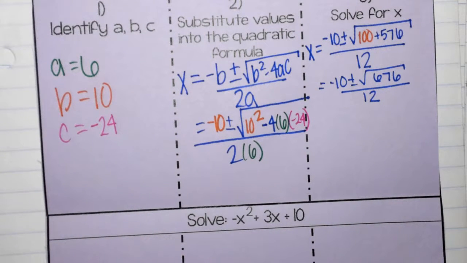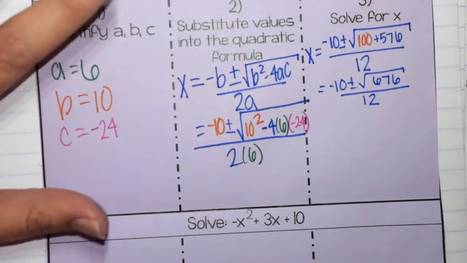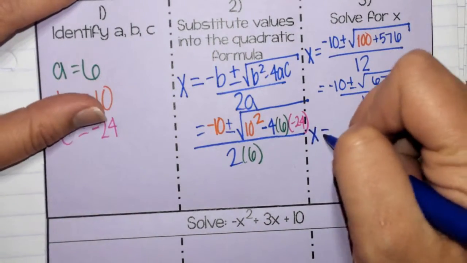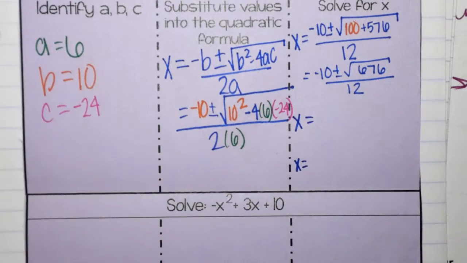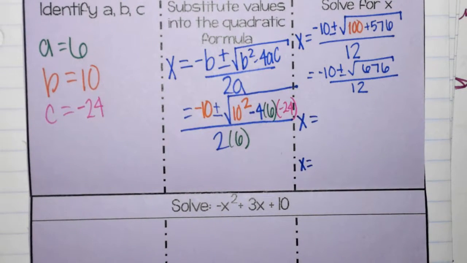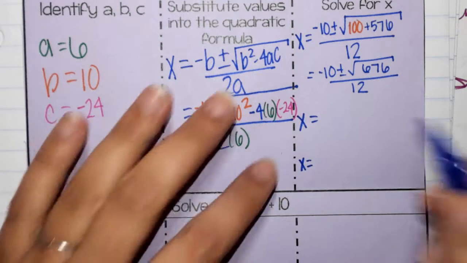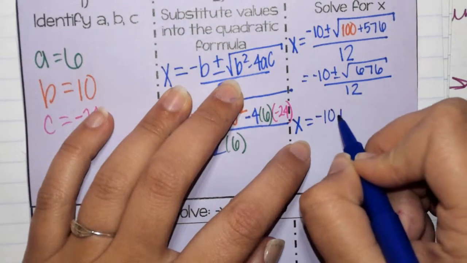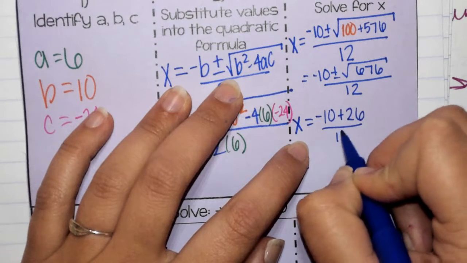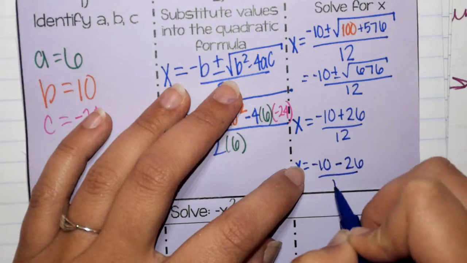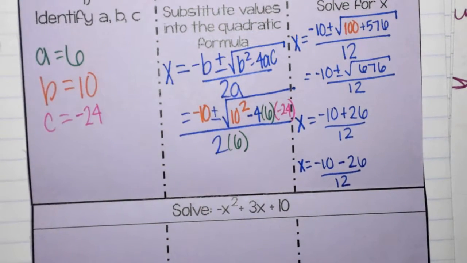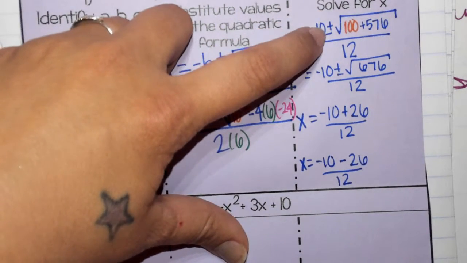Now, I told you that you're going to have how many answers? You're going to have one where you add and one where you subtract. So this is where we do some magic. We write x equals and x equals. We just have the square root of 676. So now we're going to do negative 10 plus 26 divided by 12, and negative 10 minus 26 divided by 12, because we have a plus and a minus.